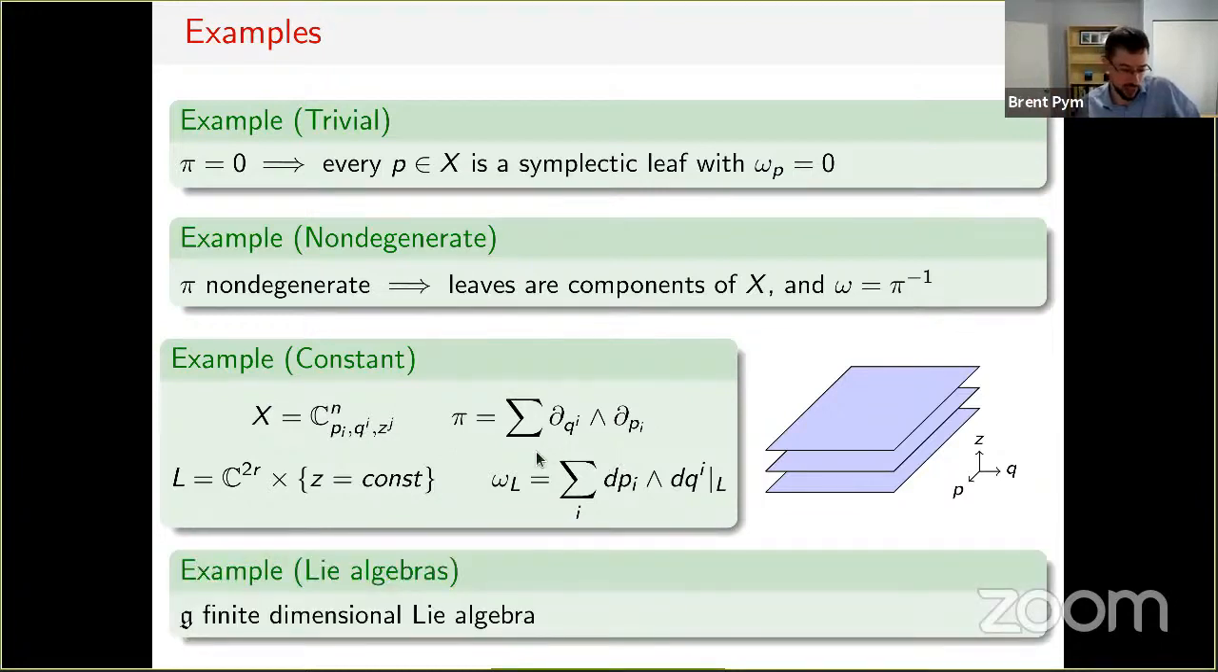Okay, finally, we saw the case of a finite dimensional Lie algebra. The dual vector space is a Poisson manifold, and the leaves are exactly the coadjoint orbits of the Lie algebra, or the integrating Lie group. So this is a case where the leaves may have many different dimensions.